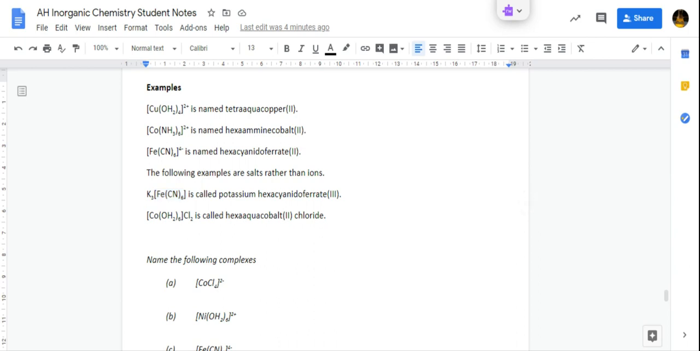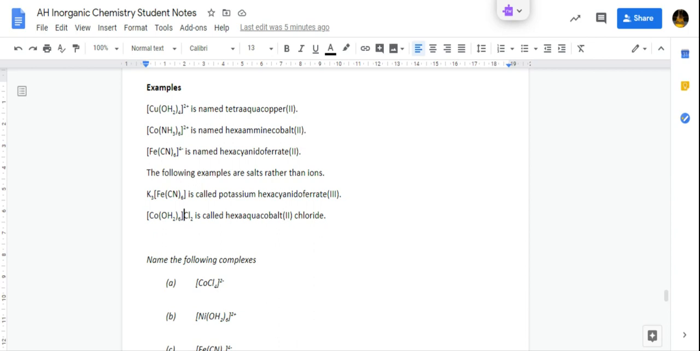Because this has a charge of 3-, we will have ferrate at the end. Again, the cyanido ion has a charge of -1, so overall it's -6 for the oxidation state of the 6 cyanido ligands. The complex has a charge of -3, so the oxidation state of the ion must have been +3. So this is called potassium hexacyanido ferrate(III).